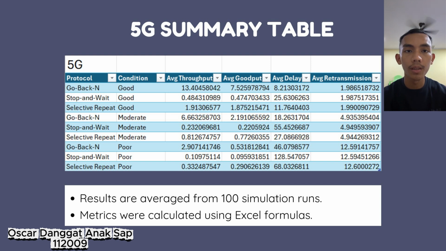Meanwhile, stop and wait recorded the lowest throughput because it sent only one packet at a time.